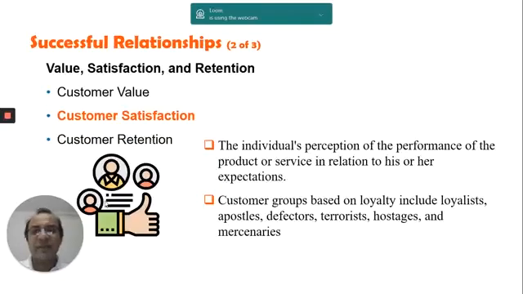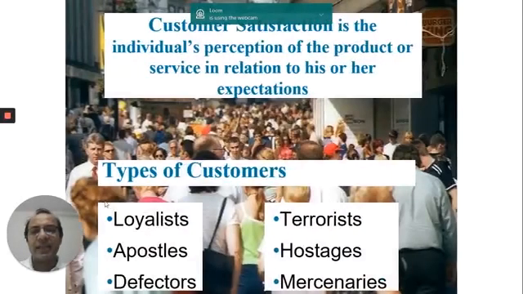On the basis of level of satisfaction, there are six types of customers. The first one is loyalists, absents, defectors, terrorists, then hostages, mercenaries. I'm giving you the ideas of these different types of customers based on their level of satisfaction.